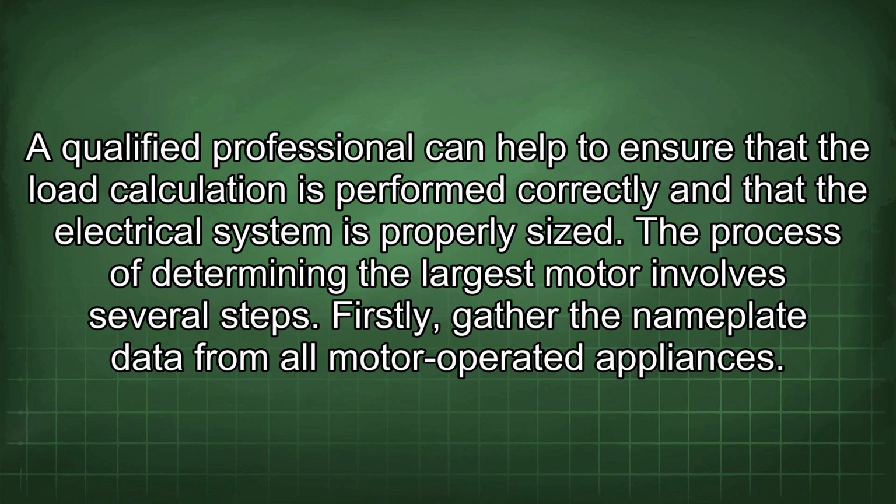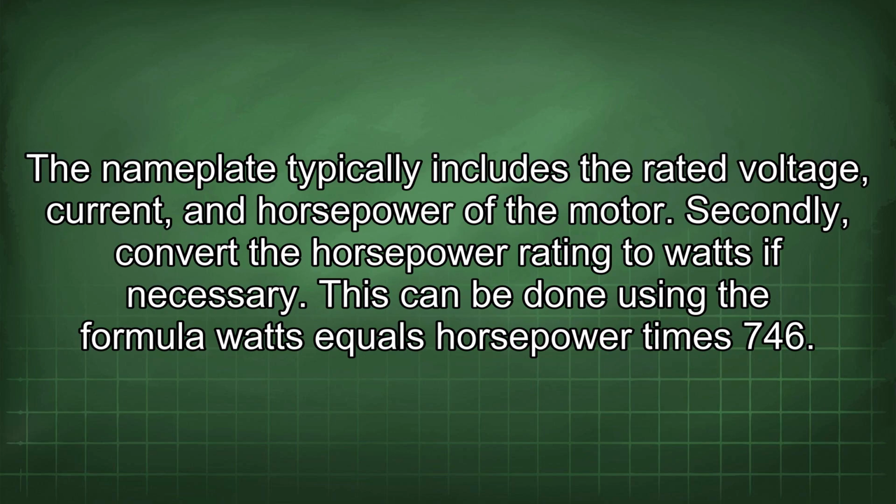Firstly, gather the nameplate data from all motor-operated appliances. The nameplate typically includes the rated voltage, current, and horsepower of the motor. Secondly, convert the horsepower rating to watts if necessary. This can be done using the formula watts equals horsepower times 746.